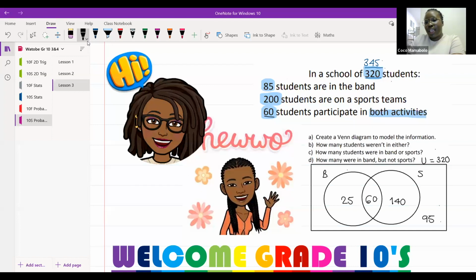All right. Now they're saying, how many students weren't in either sports or band? You've already answered that for us. That's 95. And then it says, how many students were in band or sports? What does that tell us? Is that the union or the intersection, guys? Band or sport? Union or intersection?